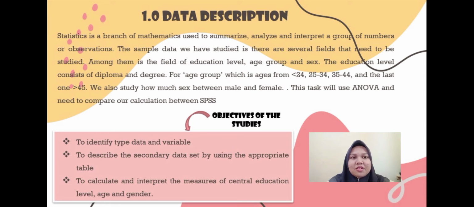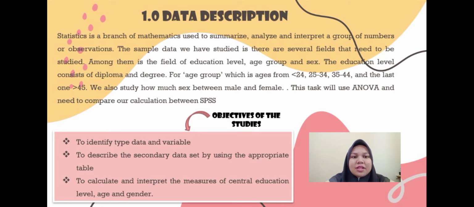Now I want to present the introduction. Statistics, a branch of mathematics used to summarize, analyze and interpret a group of observations. The sample data we have studied has several fields that need to be studied. Among them are education level, age group and sex. The education level consists of diploma and degree. For age group, it is below 24, 25 to 34, 35 to 44, and the last one above 45. We also study the split between male and female. This task will use ANOVA and compare our calculation with SPSS.